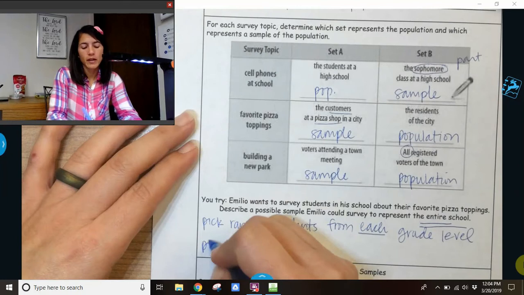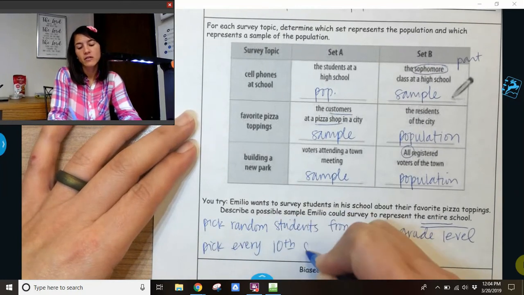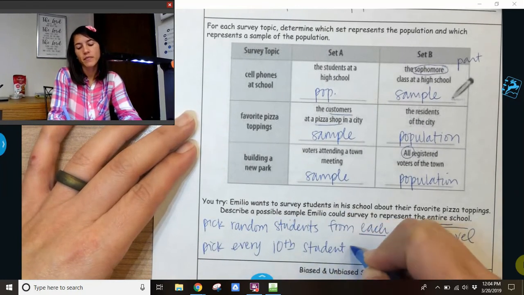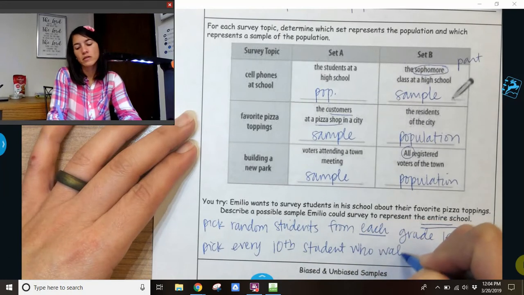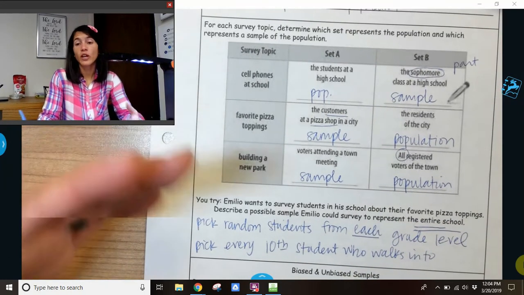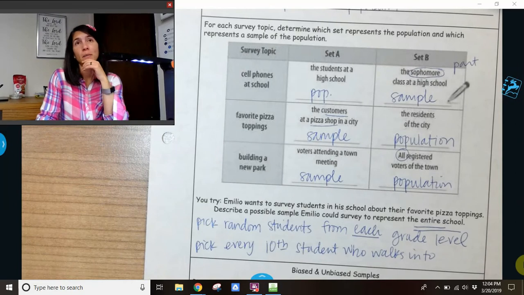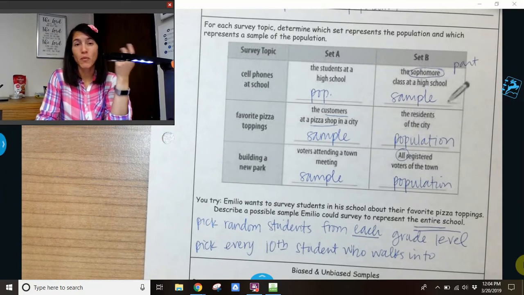He could also pick every 10th student who walks into, at first I was going to say the library. Now the problem with saying walks into the library is maybe not every student goes to the library. We could say every student that walks into the boys' bathroom. Now first of all, gross. But second of all, if you only do the boys' bathroom, you're only getting boys.